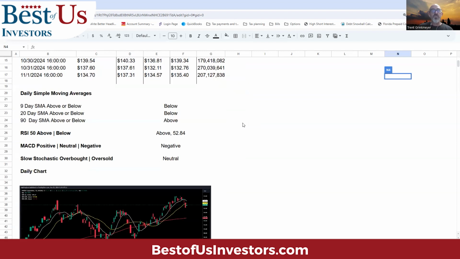I also use simple moving averages, 9, 20, and 90. I use the 90 because that's more of my intermediate-term, long-term trend. And I give it a real simple above or below. As you can see, the stock price as of before market open today was below the 9-day, it was below the 20, and it is above the 90.